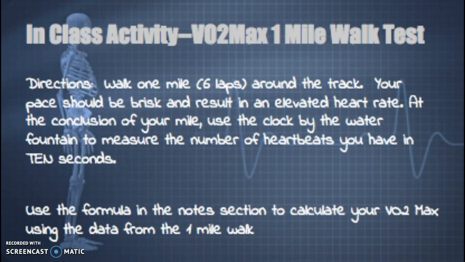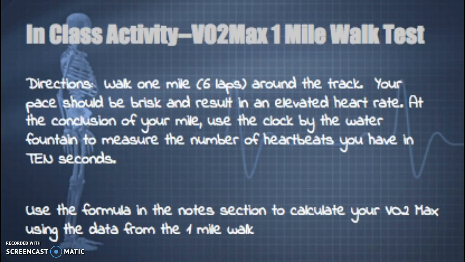You're going to walk 6 laps around the track. Your pace should be brisk and result in an elevated heart rate. So how do you know if you're walking at a brisk pace? Okay, if you're carrying on a conversation really easily, you're probably not walking fast enough. Okay, I know it's tempting to walk with your friends, but remember, each of you has a different meaning of brisk, okay? Because you guys are your own unique individuals.